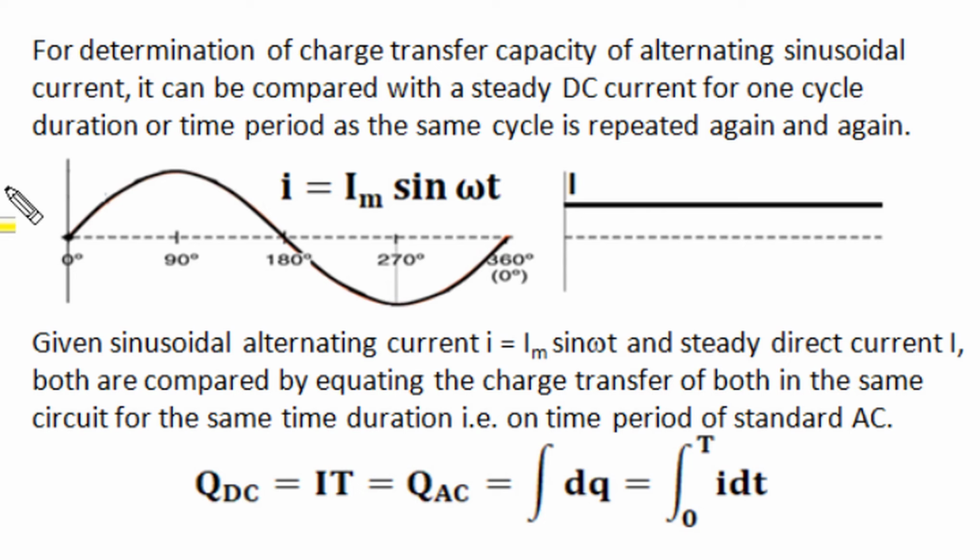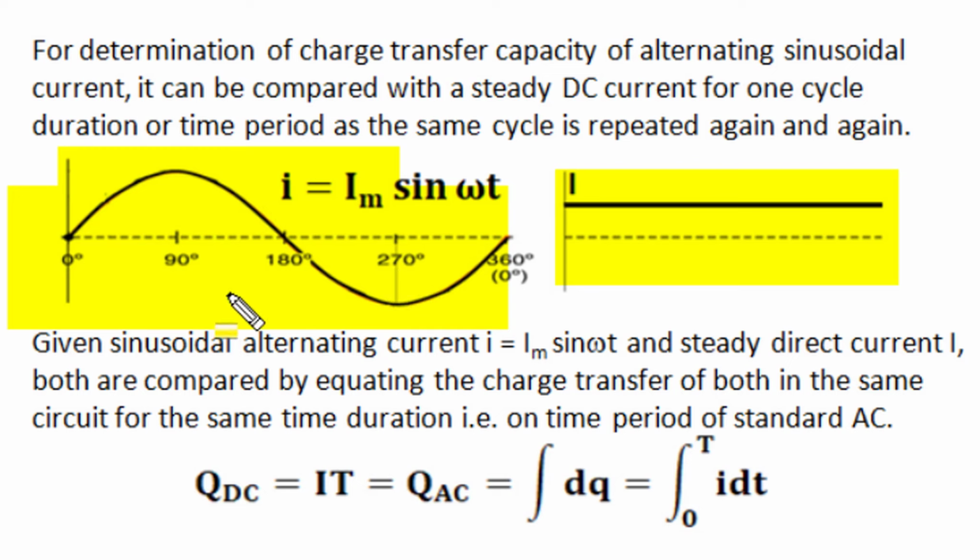To find out equivalent charge transfer capacity of time varying alternating sinusoidal current, it should be compared with a fixed ideal constant magnitude unidirectional DC current, and this comparison can be done for one cyclic period or time period, as the same cycle is repeated onwards. So anything which is true for one time period is also true for any long time duration.